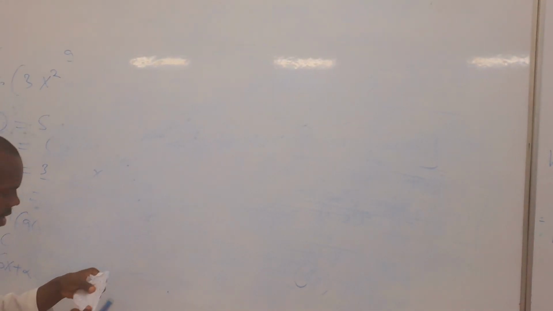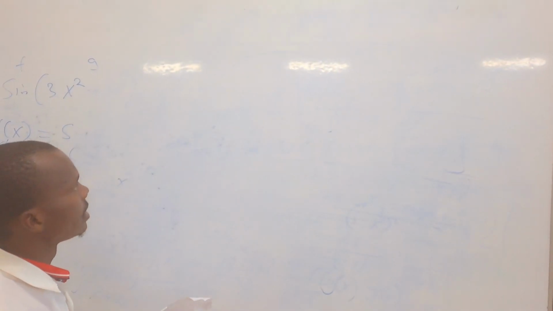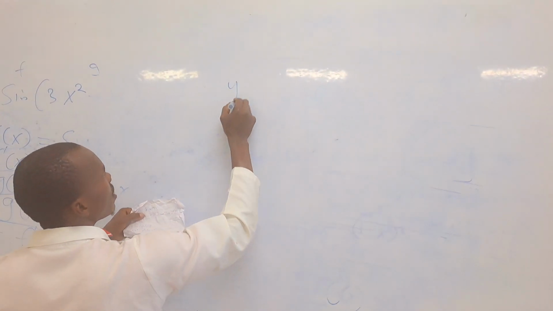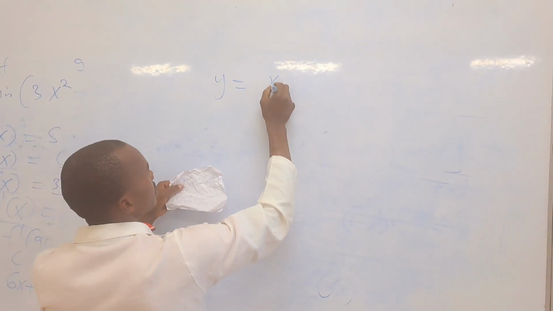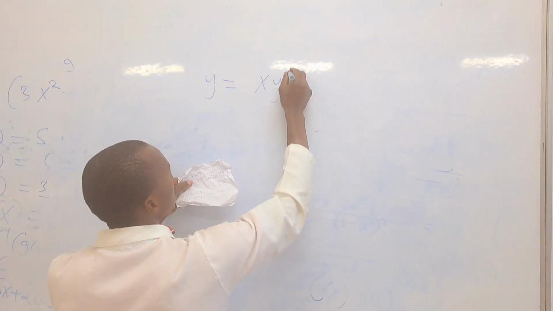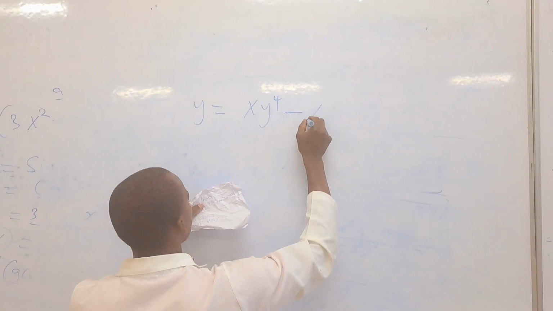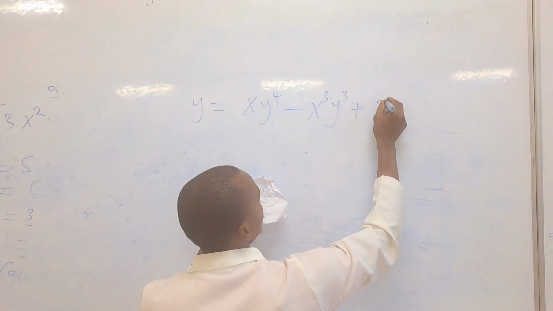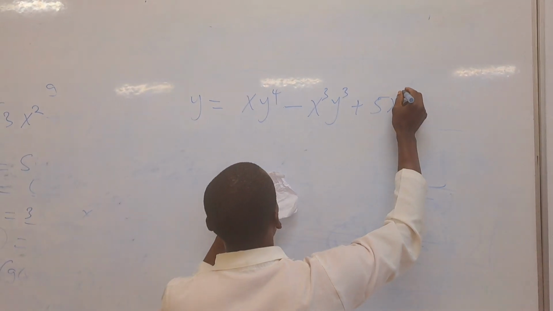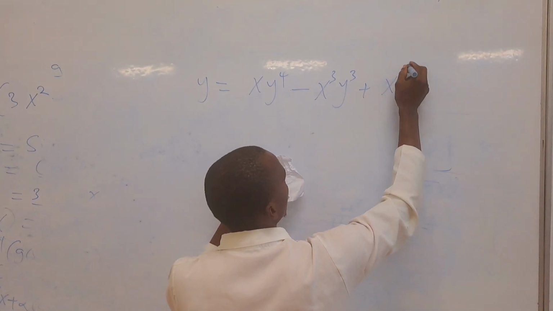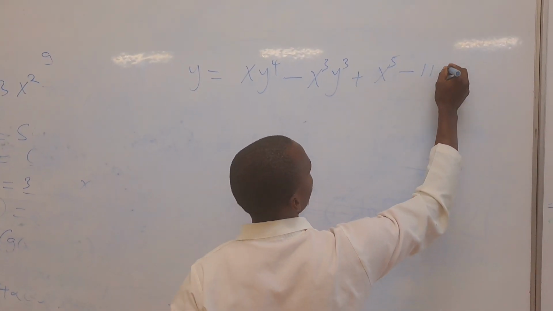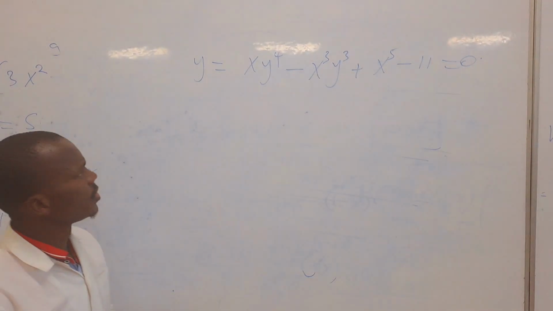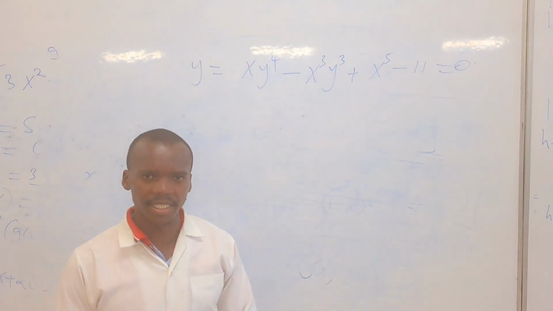So the last one is: differentiate, get the derivative of, given that x y raised to power 4 minus x raised to power 3 y raised to power 3 plus 5x, that is x raised to power 5 minus 11 is equals to 0. So this will apply what is called the implicit.